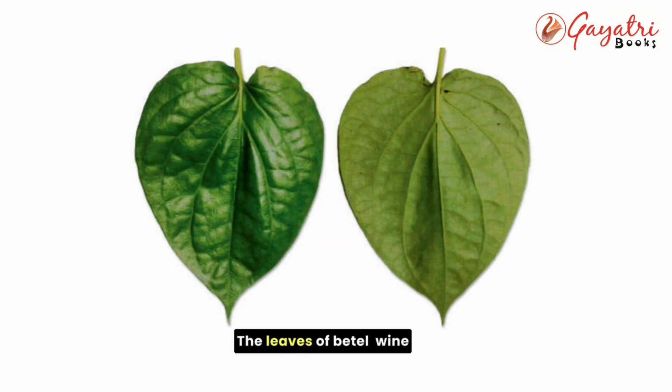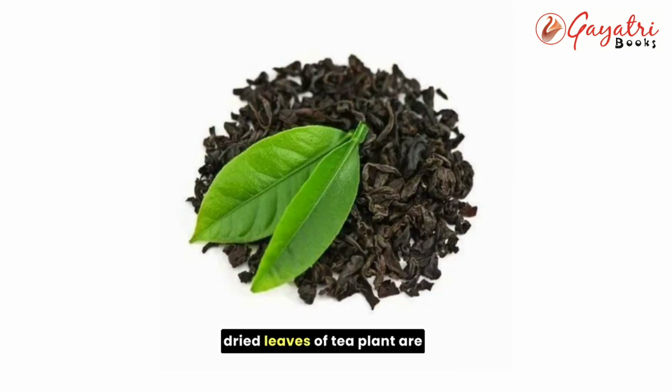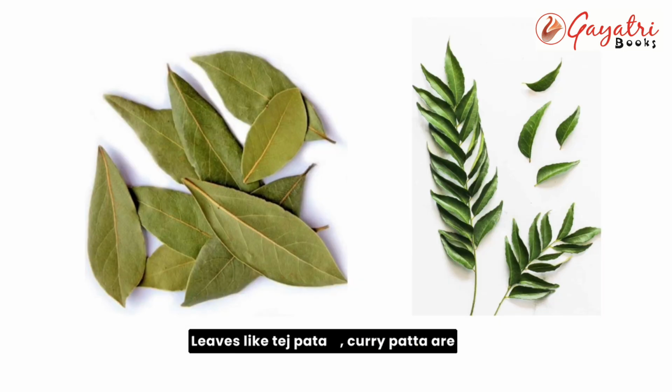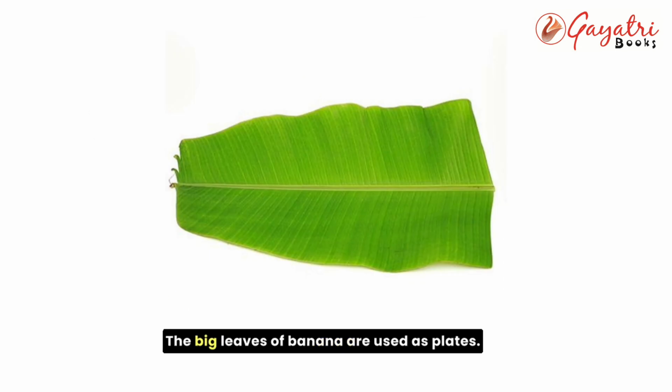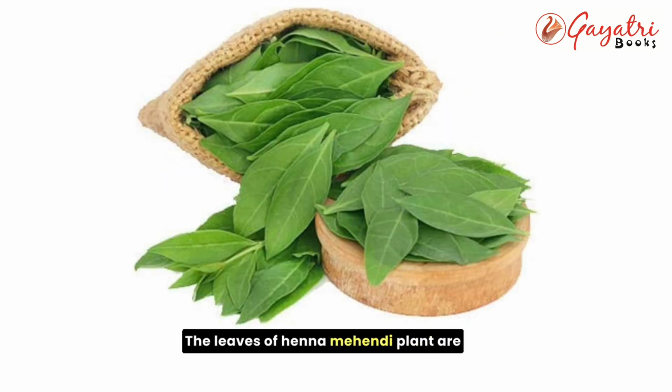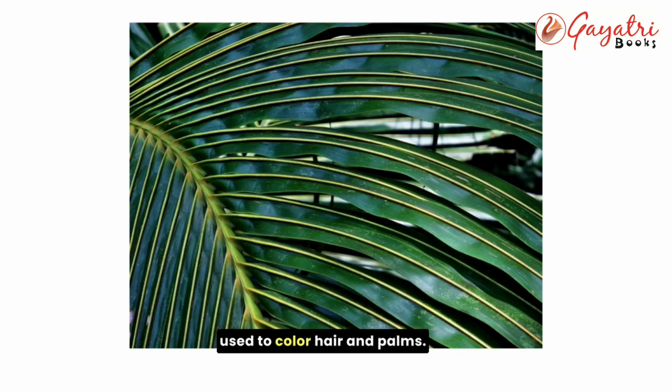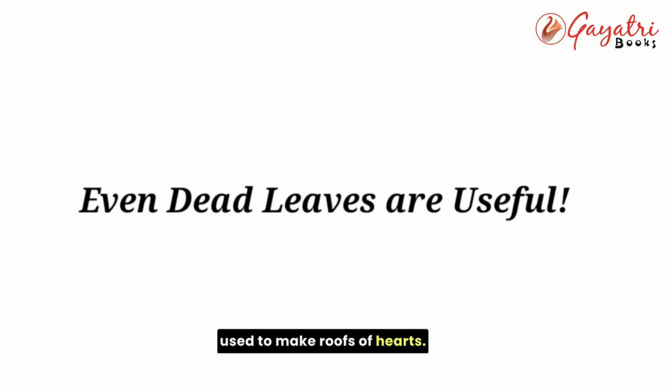The leaves of betel vine are eaten as mouth freshener, as paan. Dried leaves of tea plant are used to prepare tea, a hot beverage. Leaves like tej patta, curry patta are added to give flavor to the food. The big leaves of banana are used as plates. Falsa leaves are stitched together and made into boxes and plates. The leaves of henna, mehendi plant are used to color hair and hands. Coconut and date palm leaves are used to make roofs of huts.